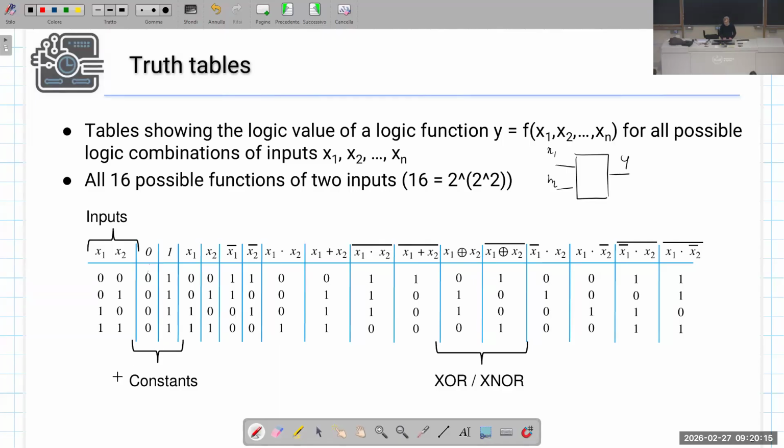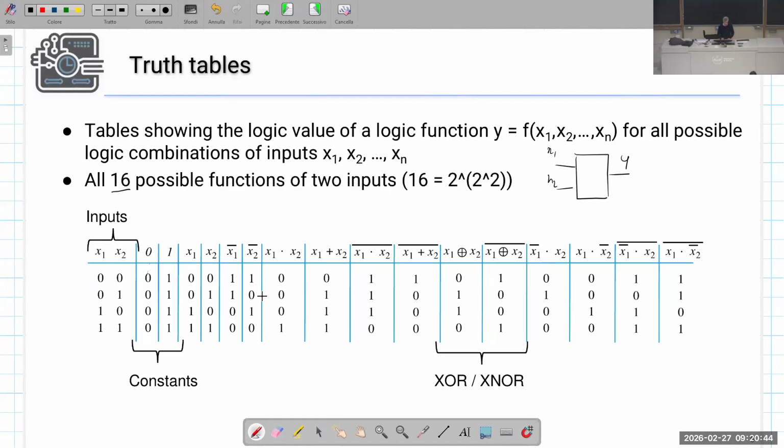So we have 16 possible combinational functions which associate to two inputs the logical value for one output. Okay? And there are just 16 in total. There are no more than that.